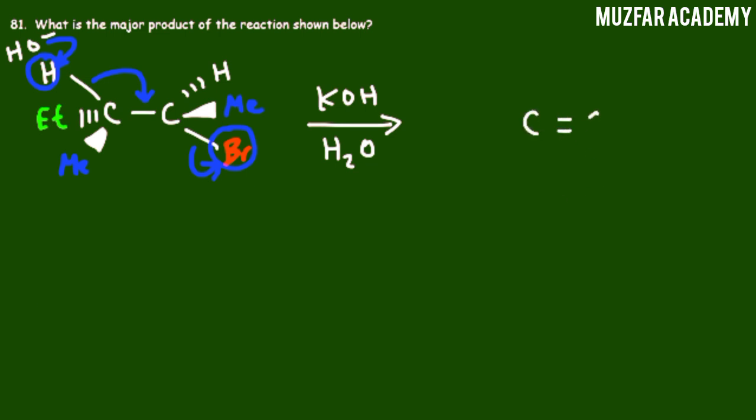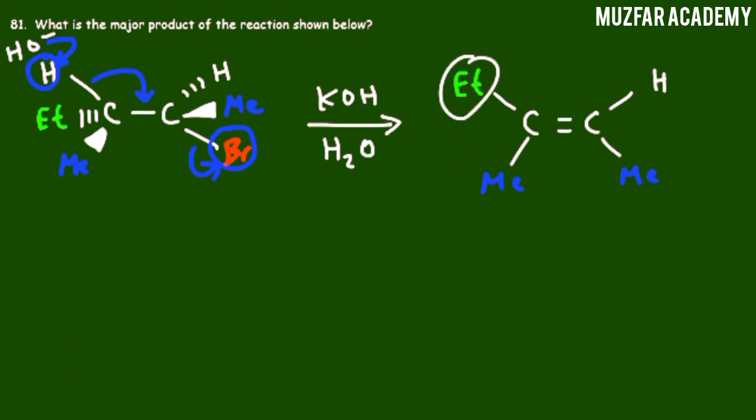So we're going to get a double bond. Notice that the methyl groups are on the same side. They're on different carbons, but on the same side. And after the E2 reaction, they will continue to remain on the same side. So we have a hydrogen on this side left over, and the ethyl group on the other carbon. So this is going to be the major product.